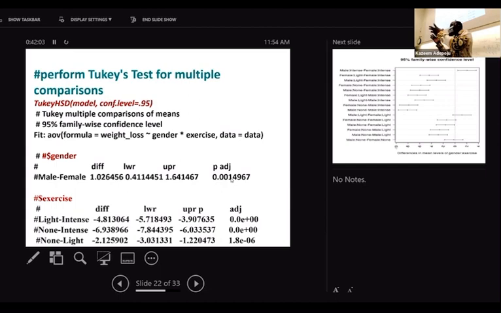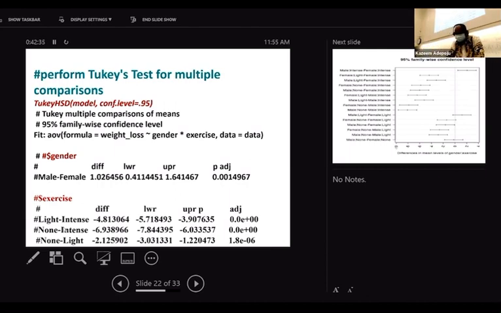Now, we also want to look at the exercise. The other time, we were comparing three levels of exercise: no exercise at all, light exercise, and intense exercise. We realize that there's a significant difference between them, but the analysis of variance will not tell you where the difference lies. And that is the reason why we do multiple comparison tests, where we're going to have opportunity to compare them head to head.